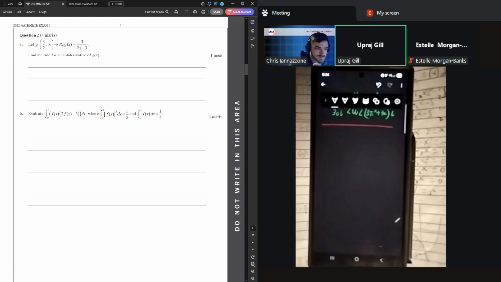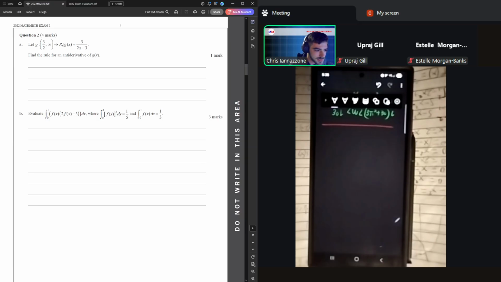Chris, is it 3 natural log absolute 2x minus 3? Not fully. That's not the full answer there. Plus C is also part of it. There is one other thing missing. Did you have a divide by 2 in there? Oh yeah, my bad. Sorry. Okay. Now, absolute, is that cool?